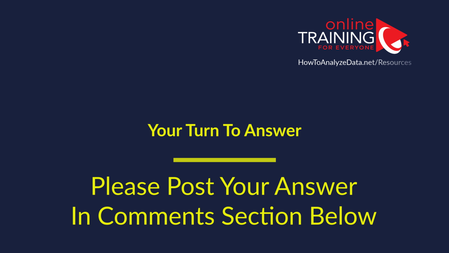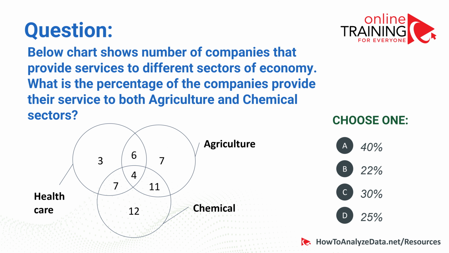Please make sure to post your answer in the comment section below this video so I can give you the grade. Here's the question for you to answer. The below chart shows the number of companies that provide services to different sectors of the economy. What is the percentage of the companies that provide their services to both agriculture and chemical sectors? And you have four choices here: 40%, 22%, 30%, and 25%.